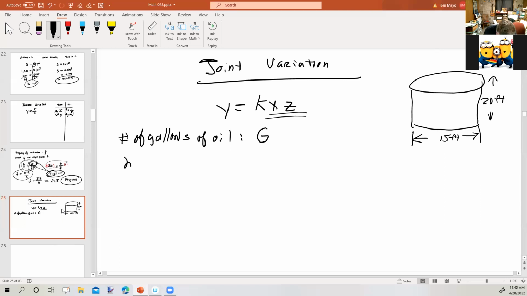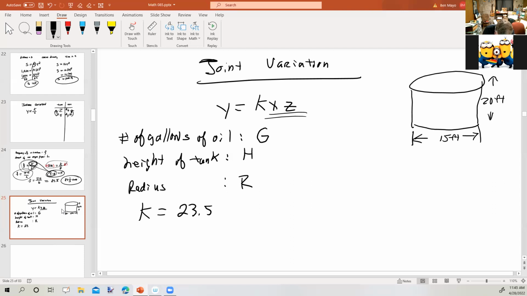the height of the tank. So height of tank we'll call H, and the square of the radius, and the radius we'll call R. So G stands for the number of gallons of oil that the tank can hold. H stands for the height of the tank, and R stands for the radius. All right. Now, K, the variation constant, they told us it was 23.5.